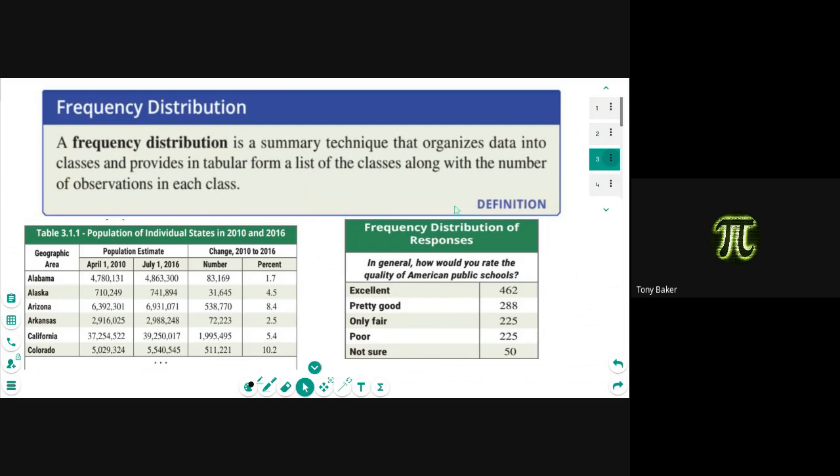This graph over here, or this table over here, is just a very simple one. This is a survey, and they were asking the number of people to pick how they would rate the quality of American public schools. Most of the time, this is the beginnings of value data. Once you get this table, then we can actually do some more calculations and work with it. Okay.